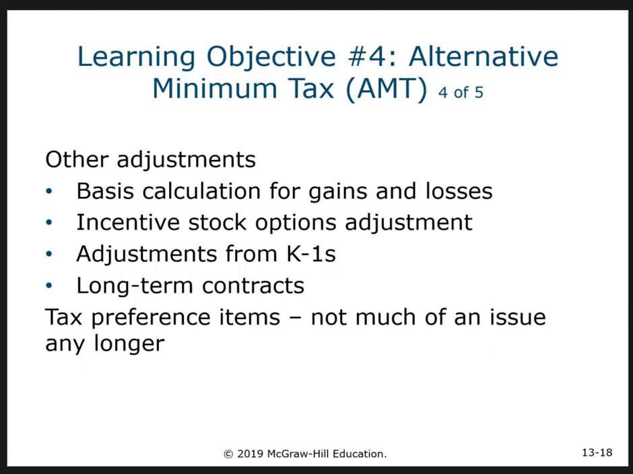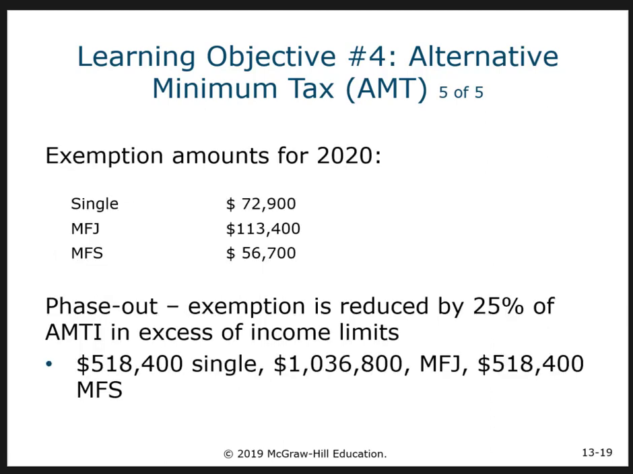Okay, there's some that will come from our K1s from businesses because they have different gains or losses, or those businesses have different depreciation methods, and so those pass through to the shareholders. And then how we account for our long-term contracts, we won't go into it. Okay. This list used to be much longer, and these things have gone away over time, either been treated differently under regular tax or have been dropped out of the AMT list.